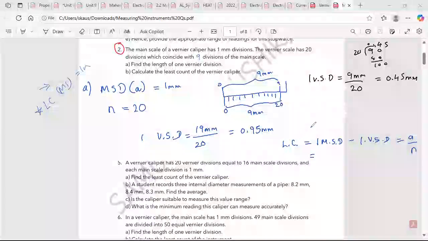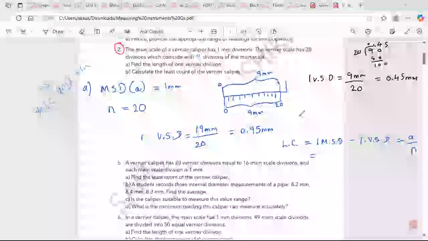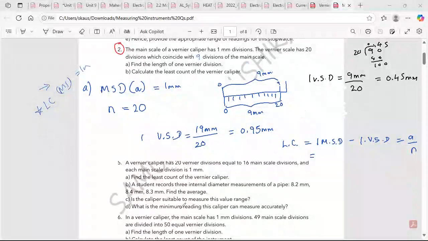What do you get as the least count? Which equation can you use? The definition matters. It's the minimum distance that the vernier scale should be moved to coincide the first mark with the first mark of the main scale.